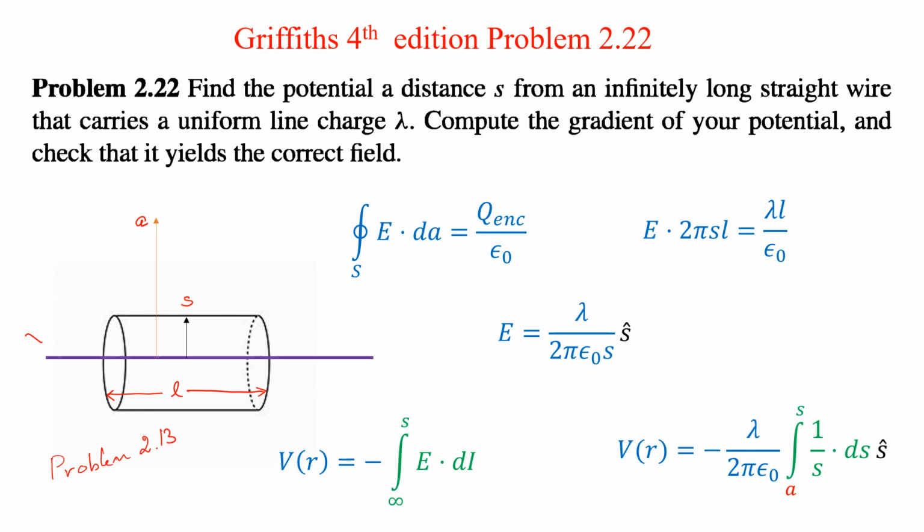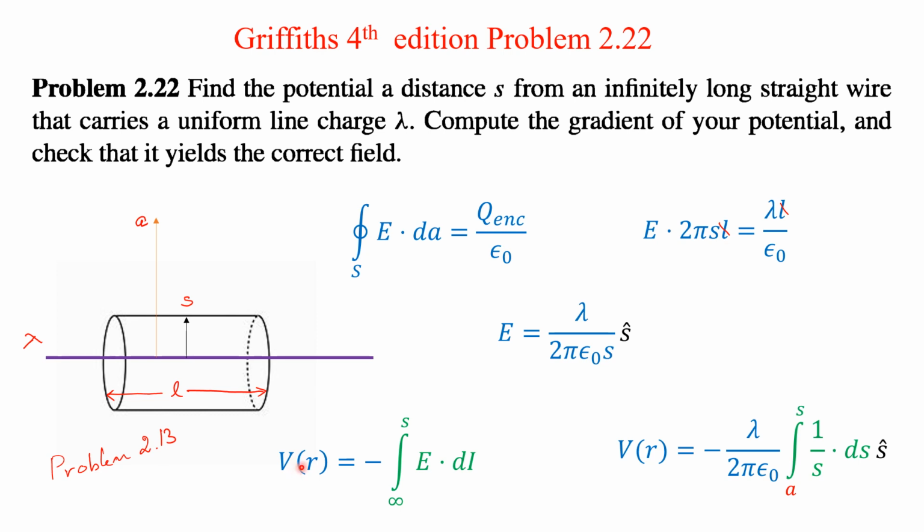So this is lambda, and this length is L. So 2 pi s multiplied by L gives you the area. Then the total charge enclosed by the cylinder is lambda L. Lambda is charge per unit length, multiplied by length it gives the total charge inside this Gaussian surface, divided by epsilon naught. Now you can cancel L and L. If you bring 2 pi s to the right hand side, E will be lambda over 2 pi epsilon naught s, in the s hat direction.